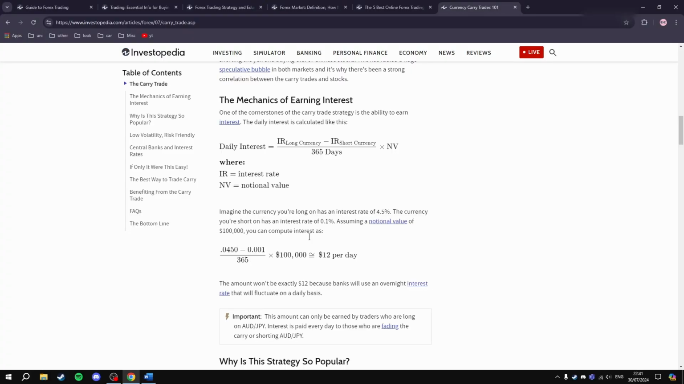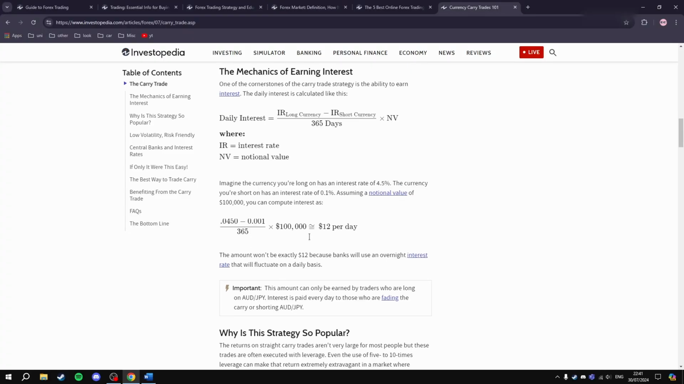So, the mechanics of earning interest. One of the cornerstones of carry trade strategy is the ability to earn interest. The daily interest is calculated like this: daily interest is equal to the interest rate for the long currency minus the interest rate for the short currency, divided by 365 days, times the notional value.